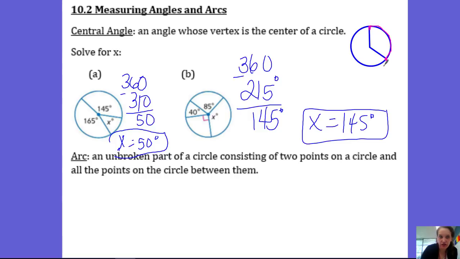So it's a part of the circle. An arc is a part of the circumference. So if you think of the circumference as the distance around the circle, the arc is like a portion of the circumference. It's a part of the circle. It connects 2 points and all the points between them.